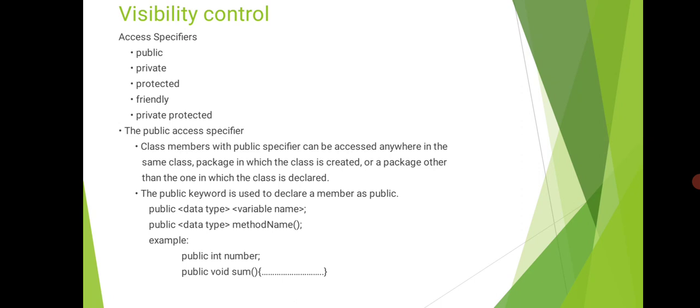This number can be accessed within the class, outside the class, within the same package, and outside the same package in other packages. So anywhere it can be accessible. Similarly, public void sum means that sum function can be accessible anywhere in the package, anywhere in the class and anywhere in the other packages also. So this is about the public access specifier.